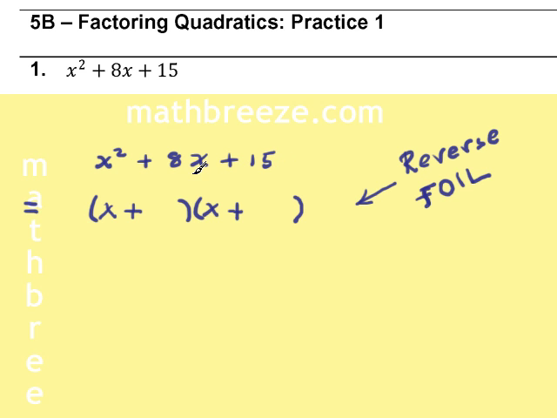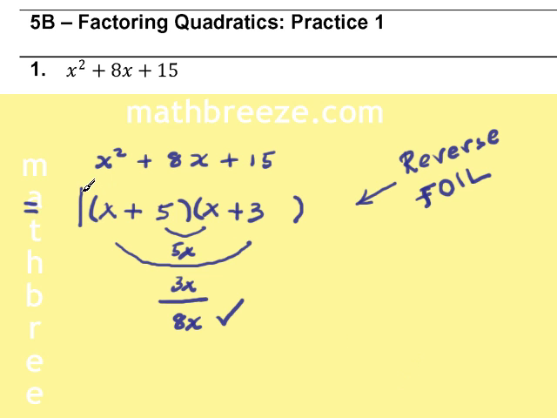And we also know that outer plus inner has to equal 8x. So if we fill in with 5 times 3, all right, then the first is correct, x squared. The last is correct, 15. But we have to check the 8x. So we always check outer plus inner. 3x, 5x, 8x. Okay, so this is our factorization. You can always check by multiplying out, and you would get this.